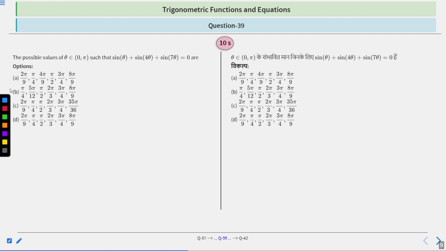And after simplification, we will try to find the general solutions. After putting different values of n, we can find different solutions of the given equation. So in this way, you can try to approach this question. You have 10 seconds to solve or think about this question. After 10 seconds, we will discuss the solution part, okay?